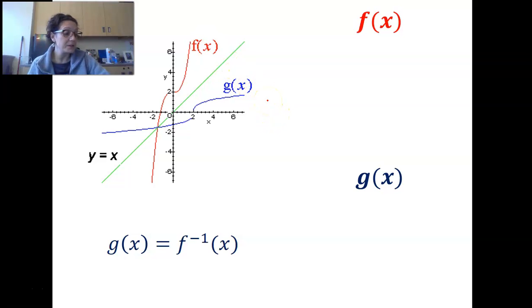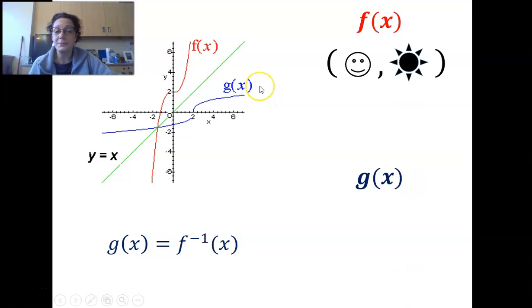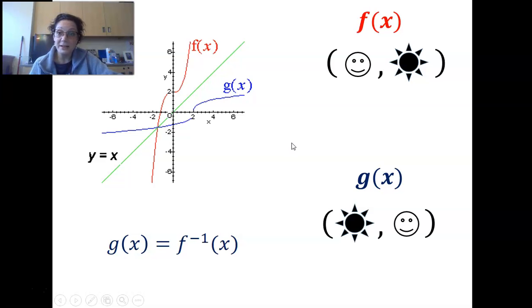All right, so I'm going to define a point on f of x. The point I'm defining is smiley face, sunshine. Doesn't matter where it is. The fact is that if the point smiley face, sunshine is on f of x, then on g of x, I promise you, there's a point that is sunshine, smiley face. So if I tell you that f of x has the point (2, -10), then that means that you immediately know that g of x has the point (-10, 2). Okay? It's just a flip-flop of x and y.